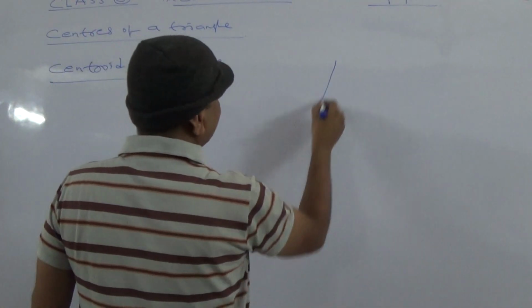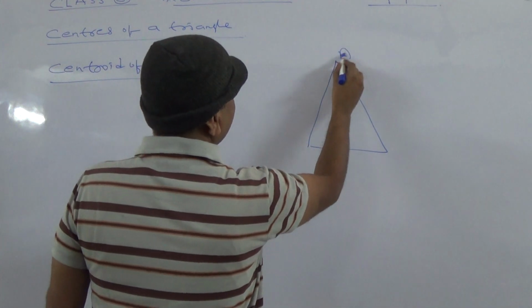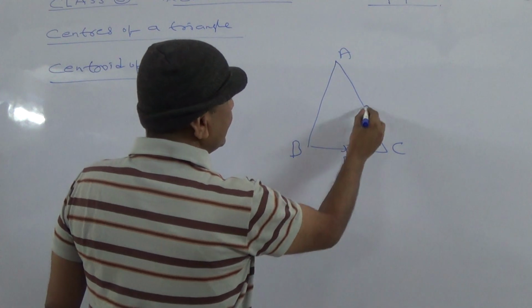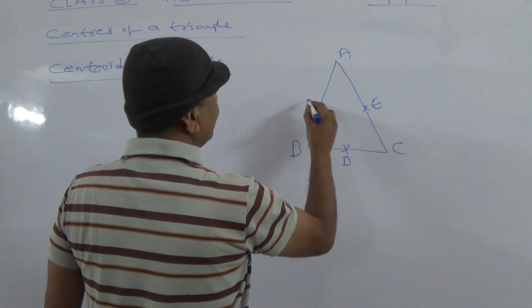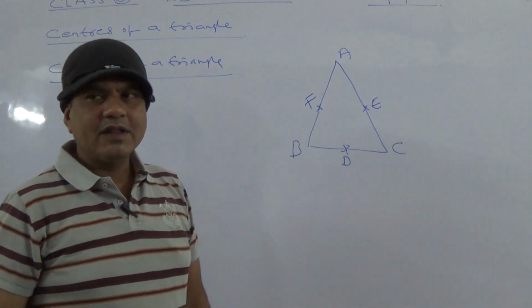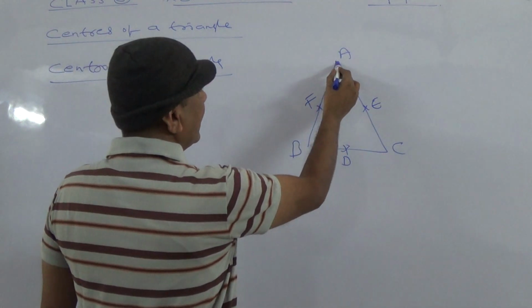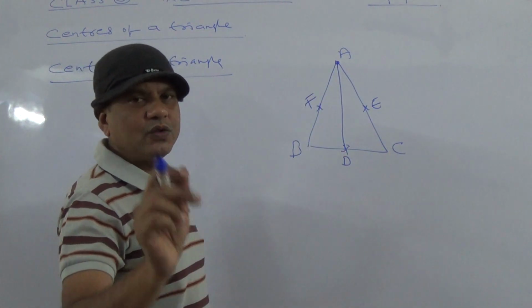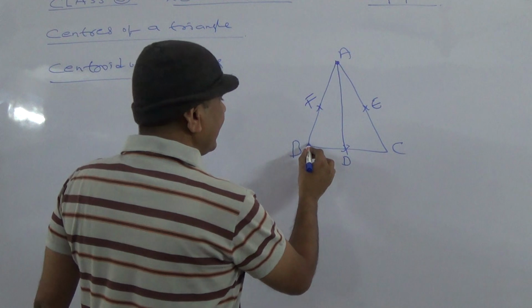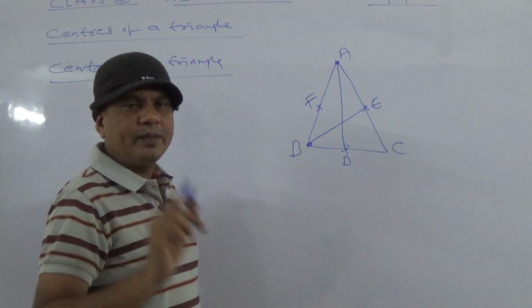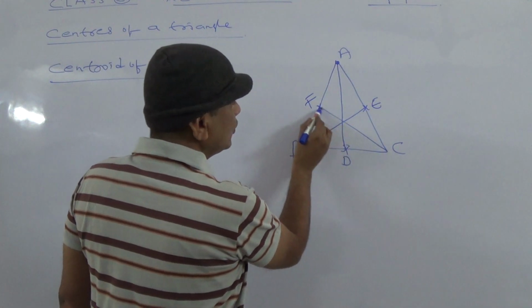Centroid of a triangle. Now let us consider a triangle ABC. Now D is the midpoint of side BC, E is the midpoint of side AC, F is the midpoint of side AB. D, E, F are midpoints of the sides of a triangle. Now the line segment joining the vertex A and midpoint of the opposite side is called median through A. And the line segment joining the vertex B and midpoint of the opposite side is called median through B. Now this is called median through C.